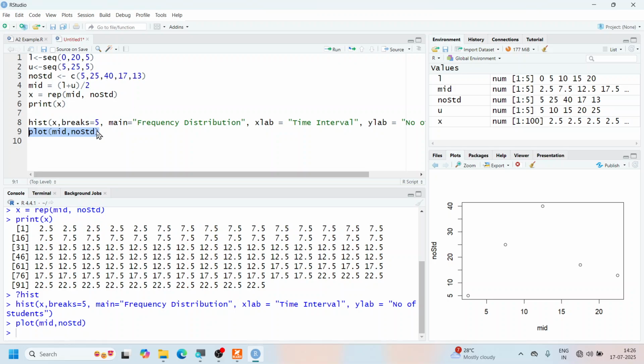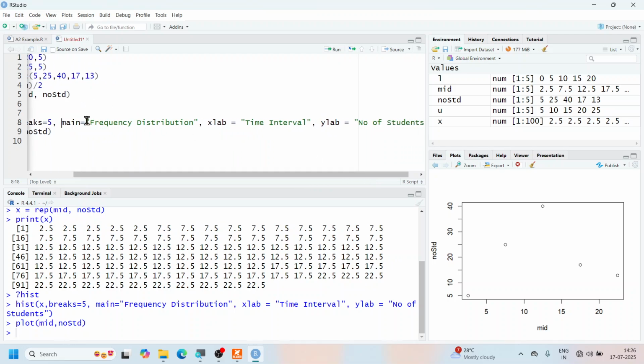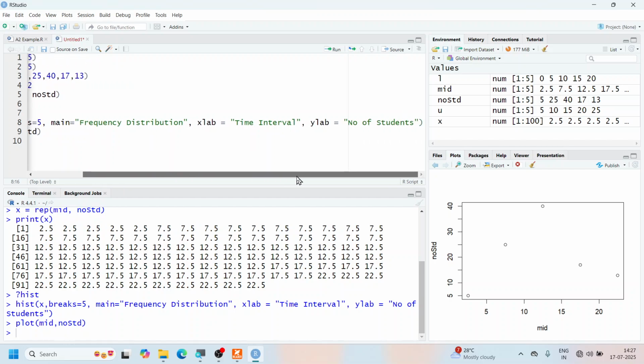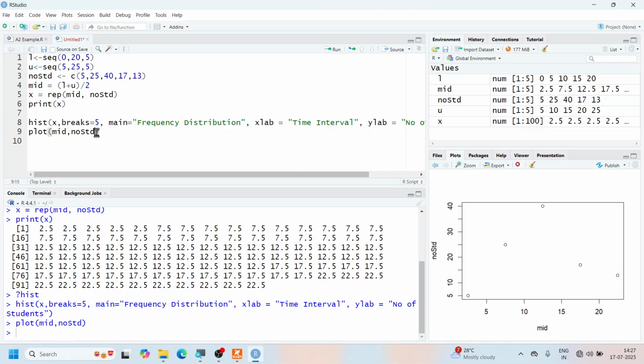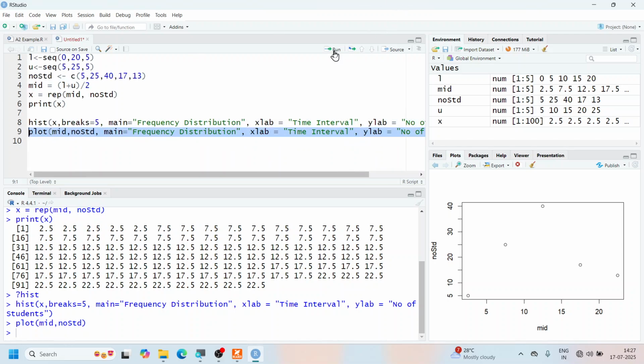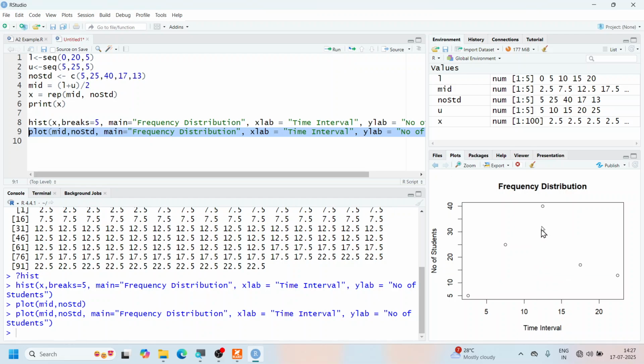But I'm going to copy this one. I'm a bit lazy, so I'm going to copy the main title, that is the frequency distribution, and the X label and Y label. Sorry about that, I'm a bit lazy in the typing, so I will copy this with Control C and paste it here. Otherwise, I have to type that whole thing again. So the same main title, time interval and this one. I just saved some time instead of typing. So I will just run it, and you got it. Number of students, time interval, and frequency.